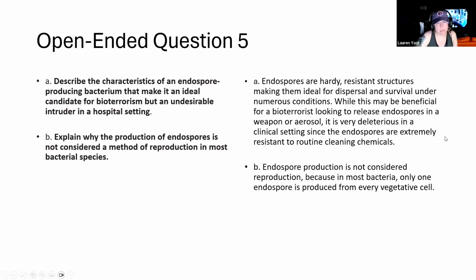Endospore production is not considered a reproduction because in most bacteria, only one endospore is produced from every vegetative cell. So one cell becomes one endospore. Vegetative cell goes through sporulation. Sporangium makes one endospore, and then you have an endospore that's waiting to germinate and become a vegetative cell. But that's just a 1-to-1 ratio every time you go through it. Only the vegetative cell in a healthy, normal, metabolically active state can make new cells, not the endospore. So it's not an actual reproductive mechanism. It's just a way to survive harsh conditions.